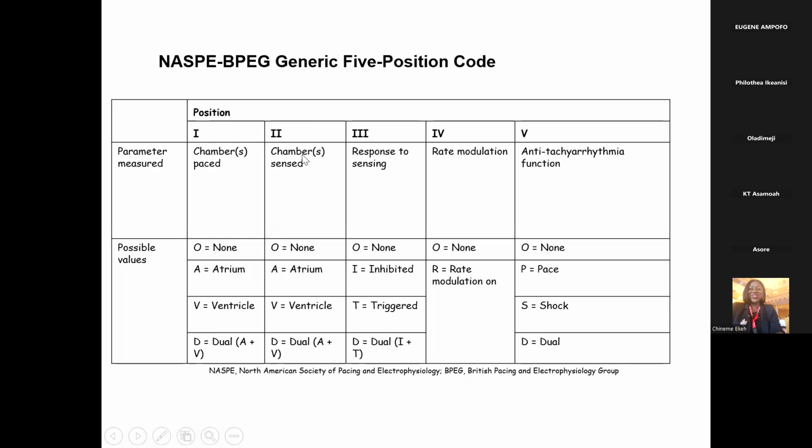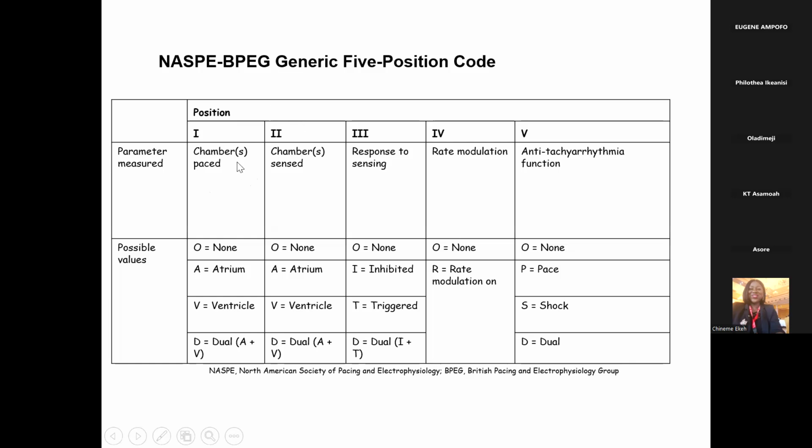So the second alphabet means the chamber that is being sensed. So when we use the word chamber paced, are we pacing the atrium or the ventricle, or we are pacing both chambers, which we call dual? This mode also goes for ICD and then CRTDs.